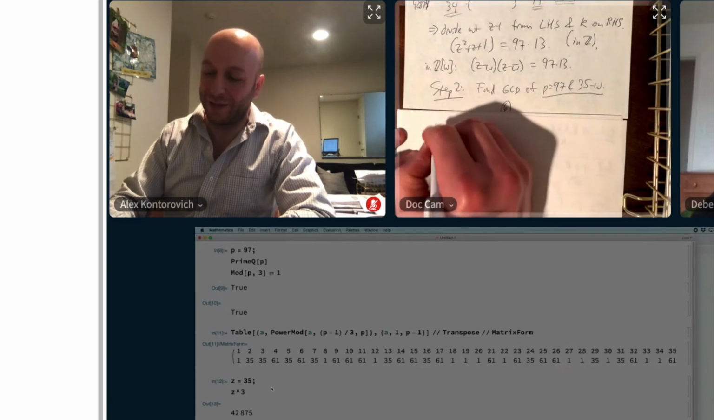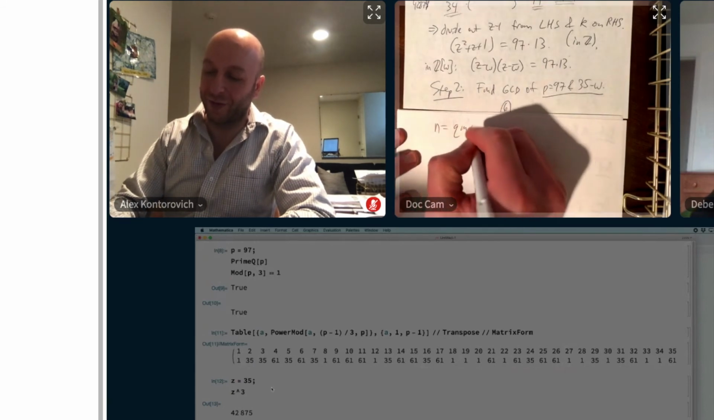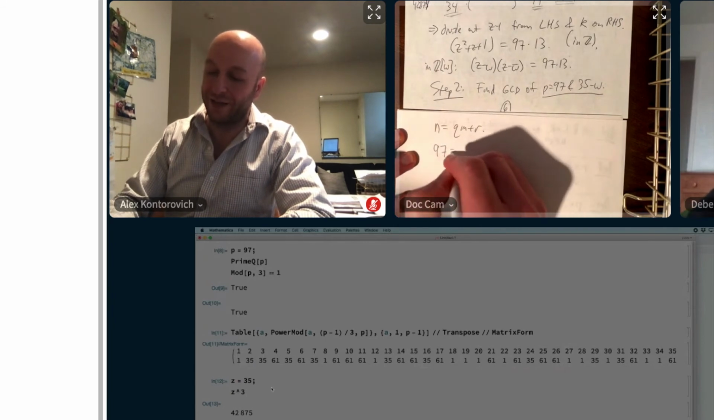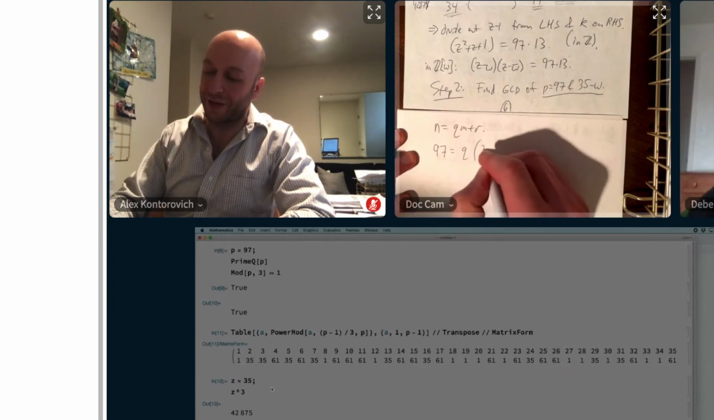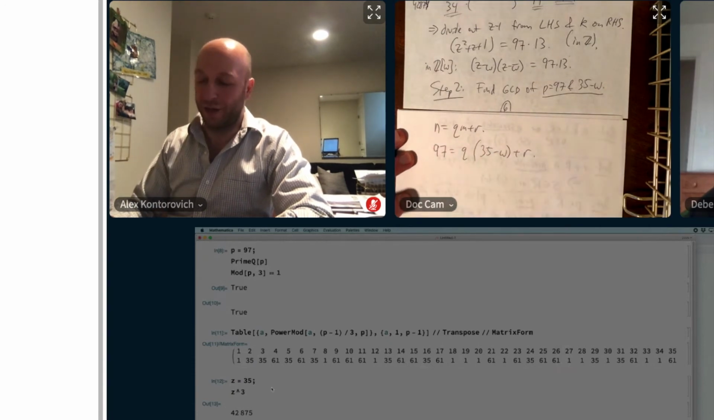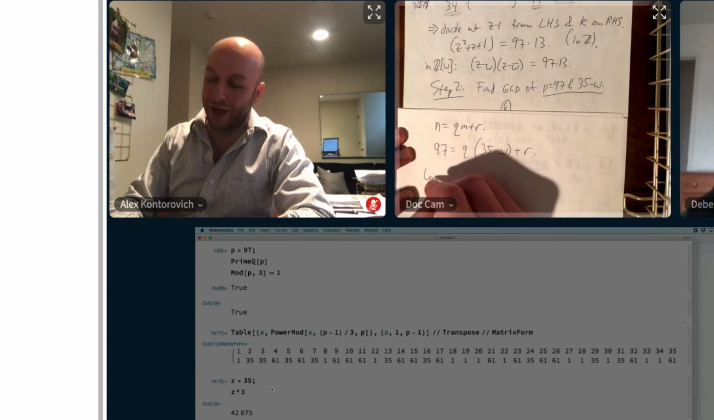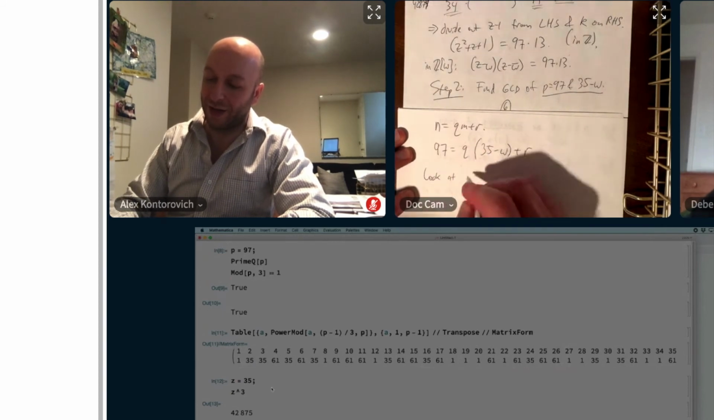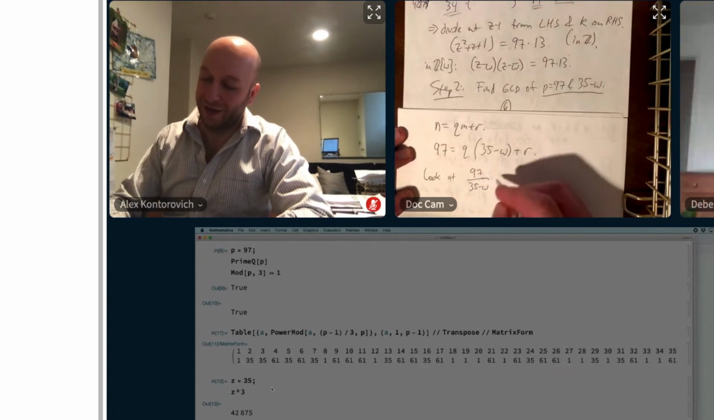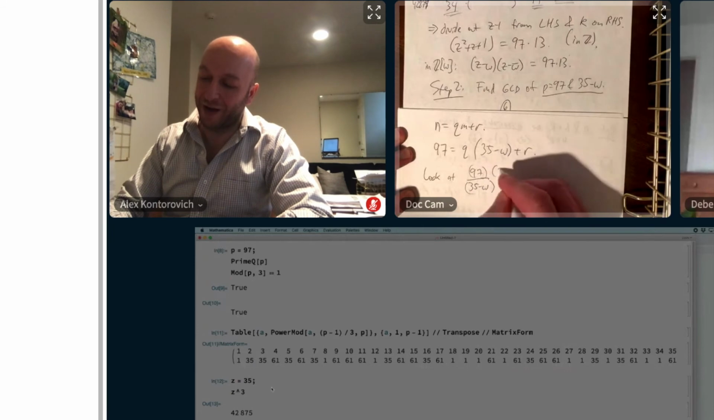So again, we're going to start with solving this equation. We're writing 97 as q times 35 minus w plus r. And the way to figure this out is to look at 97 divided by 35 minus omega. So I multiply top and bottom by 35 minus omega bar.